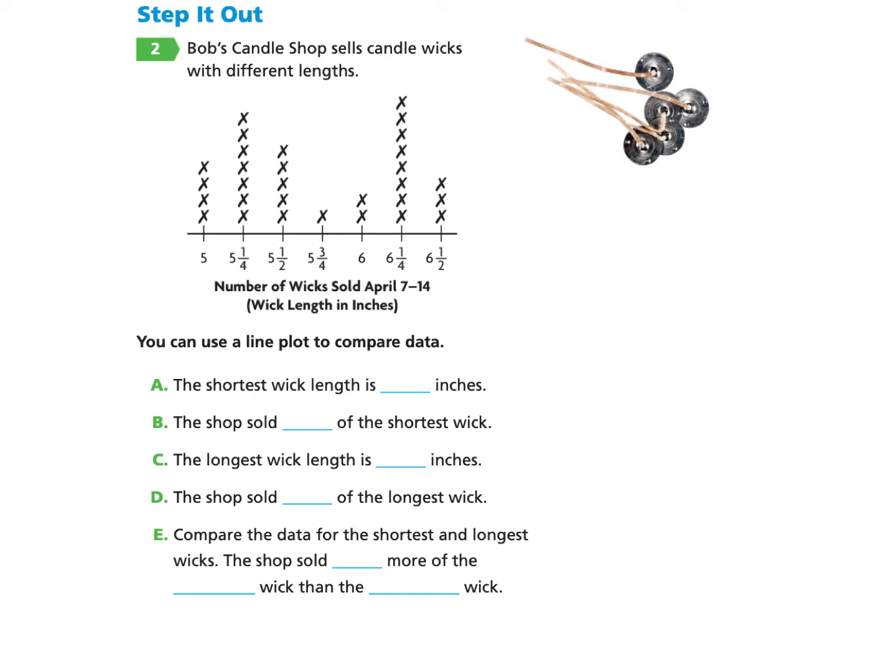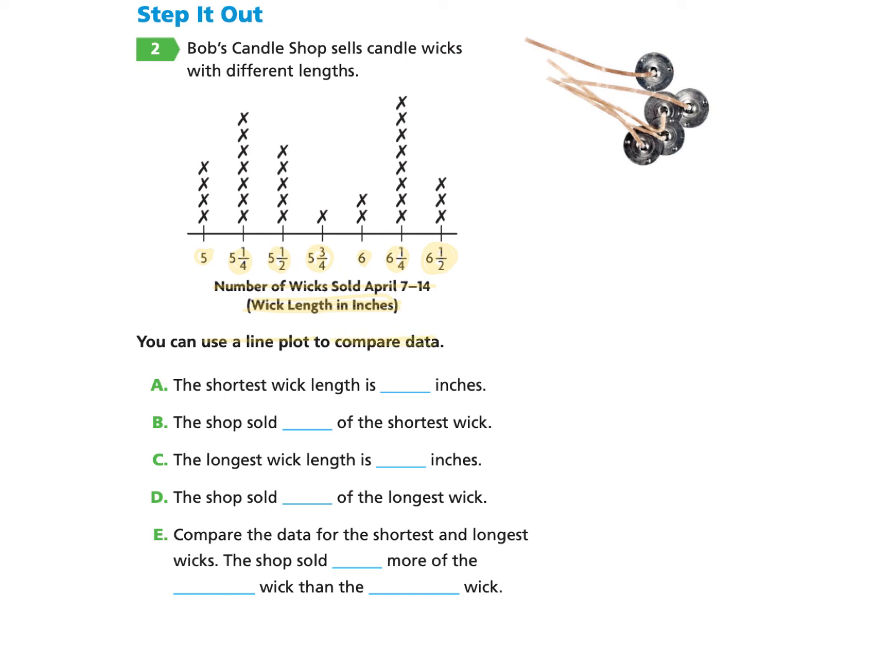Bob's Candle Shop sells candle wicks with different lengths. So here we have a line plot where the title says the number of wicks sold from April 7th through the 14th, and it says wick lengths in inches. So it's letting us know the measurements. And we see we have 1, 2, 3, 4, 5, 6, 7 different measurements of the wick length. And there are some X's that represent how many candle wicks have that length. So we want to use the line plot to compare the data.